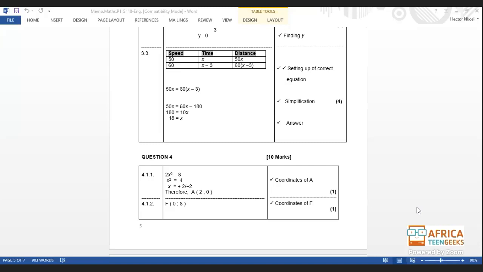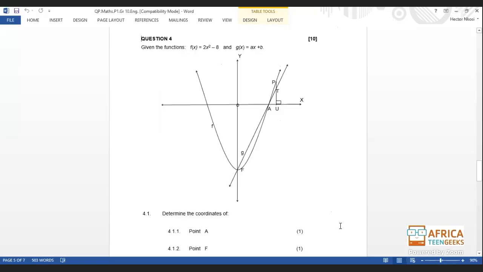Now let's look at the next question. The next question says we must determine the coordinates of point F. So point F, we know that this is where your f of x and your g of x cut the y-axis. We know that where it cuts the y-axis, we see it by this, right? So we're going to have negative 8, basically.